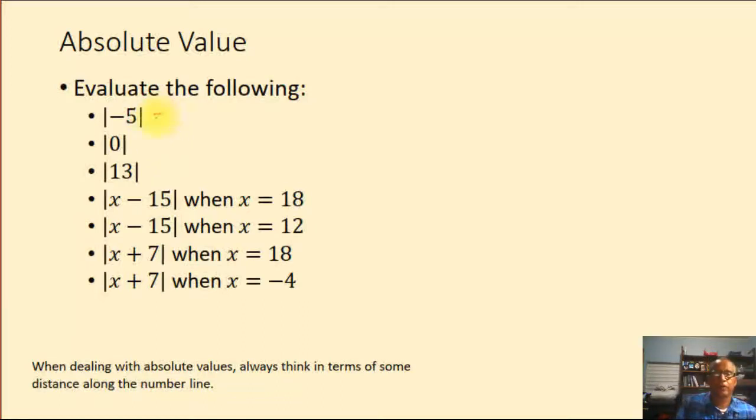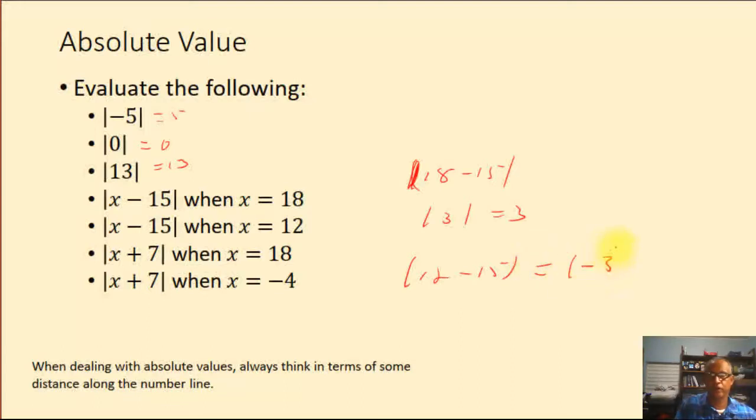And so the absolute value of minus 5 is just 5. This will just be 0. This will just be 13. So the absolute value of x minus 15 when x is 18. Well, what's that going to be? Well, that's simply going to be 18 minus 15. That's going to be the absolute value of 3, which is just simply 3. And how about when it's 12? When x is 12, so that's 12 minus 15. The absolute value of 12 minus 15 is the absolute value of minus 3, which is again just 3, right?